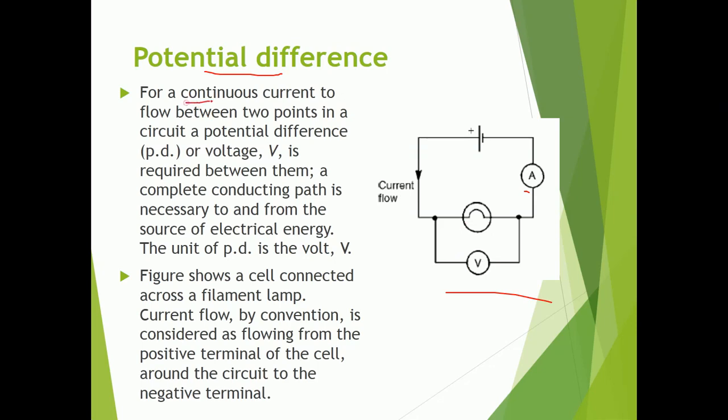Now, for a continuous current to flow between 2 points in a circuit, a potential difference or voltage is required between them. That is nothing but a difference which is going to be created in this circuit. So the current is going to flow from the higher potential level to the lower potential level, that is from positive to negative. So this is known as potential difference.